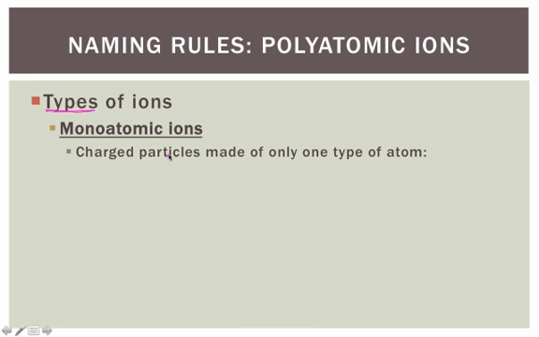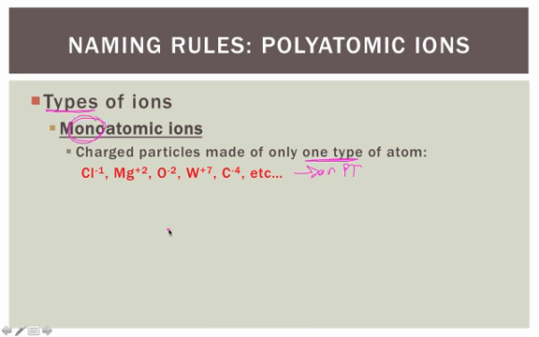The ions you've seen so far have been monoatomic ions. These are charged particles that are made up of only one type of atom, so one atom at a time. These have been all the examples we've seen. Here are some examples: chlorine with the -1, magnesium with the +2, oxygen with the -2. All of these can be found on your periodic table, and that's exactly where you need to look these up.